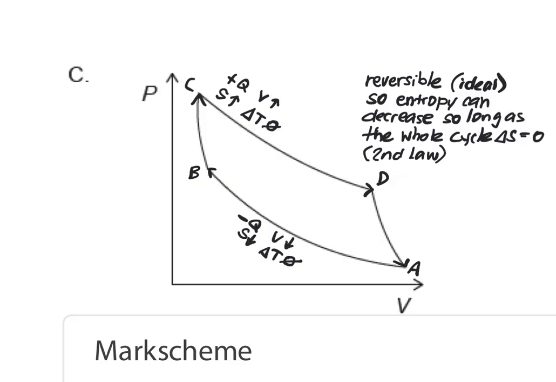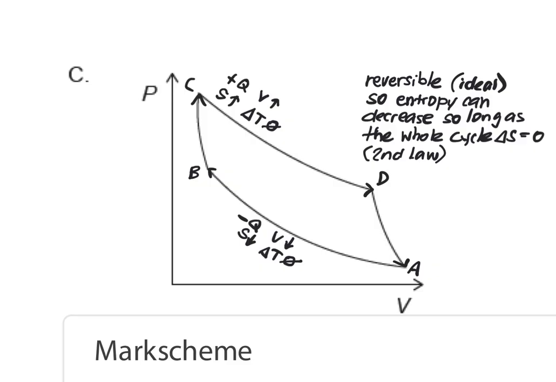We're going from A to B right now. We can see that we're going backwards on the volume axis, so our volume is decreasing, but our pressure is increasing. With PV proportional to temperature, the pressure and volume change, but the temperature is constant. That's why I said delta T is 0. Also, the entropy is decreasing in the system, and the system is giving heat out.